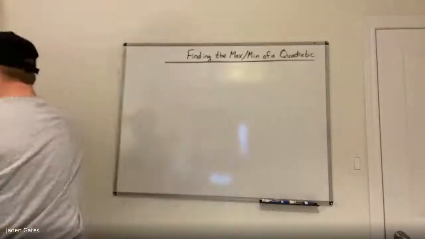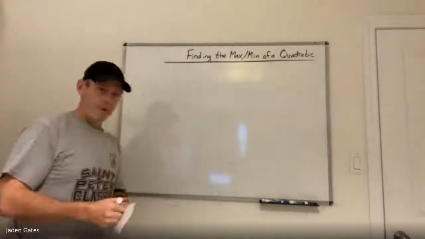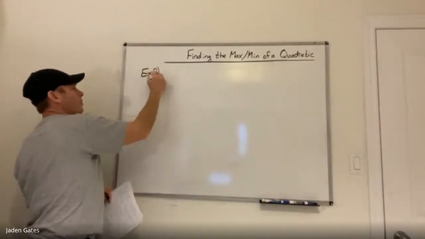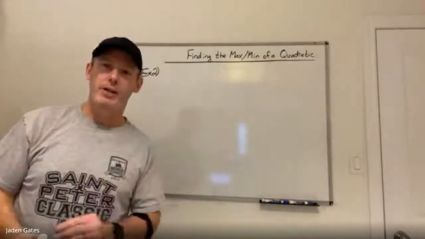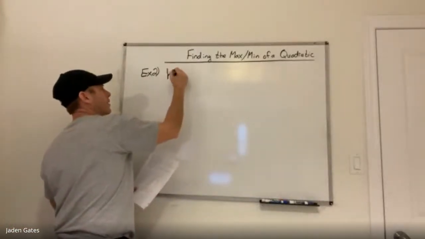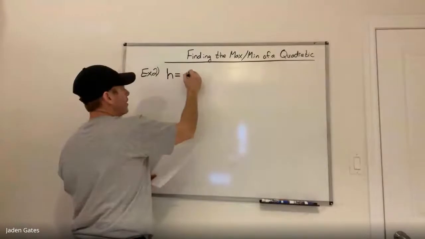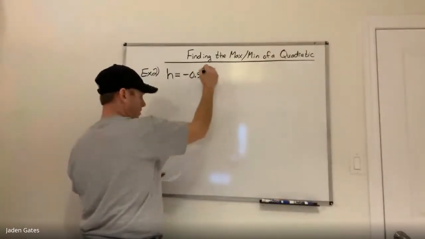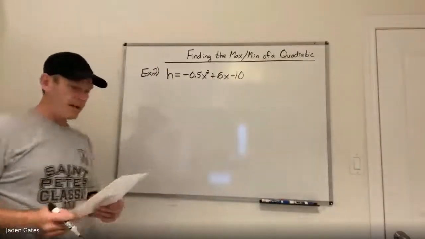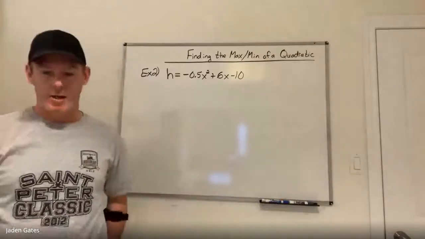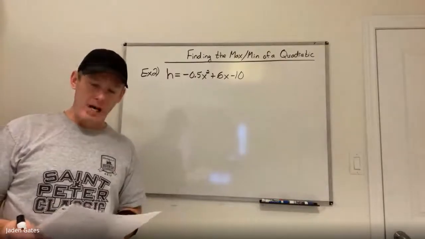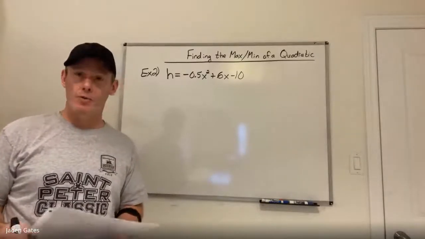All right, so example 2. That was example, well, I guess example 2 or 4, whatever. This is all about a flying squirrel. It says, if the flight of a flying squirrel is given by the equation h is equal to negative 0.5x squared plus 6x minus 10, where x is the time in seconds and h is the height in meters, find the maximum height of the squirrel and what time it occurs at.